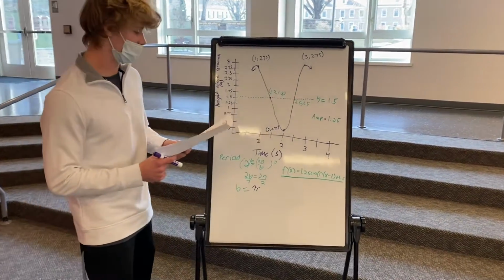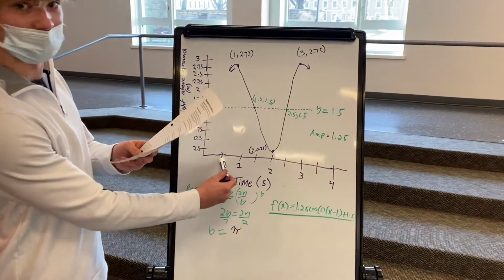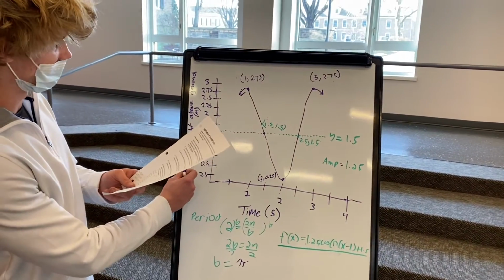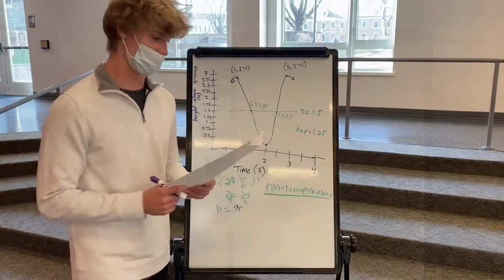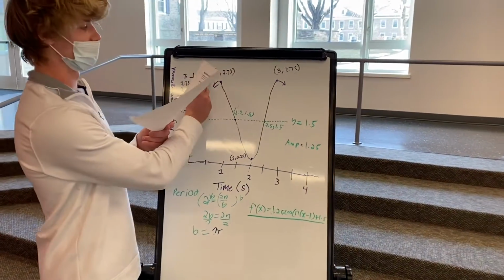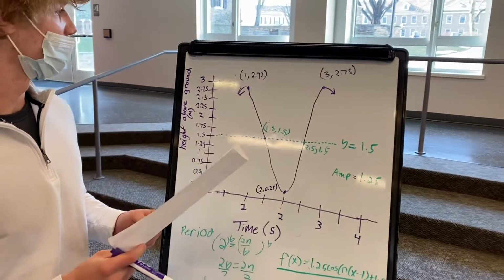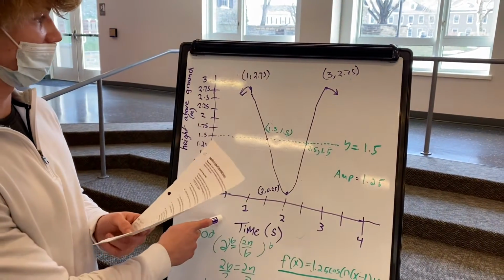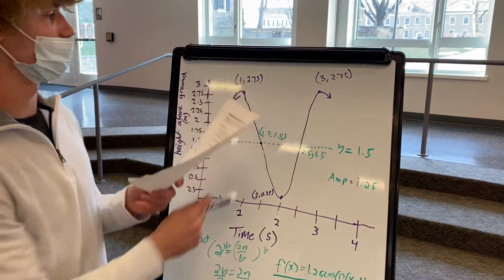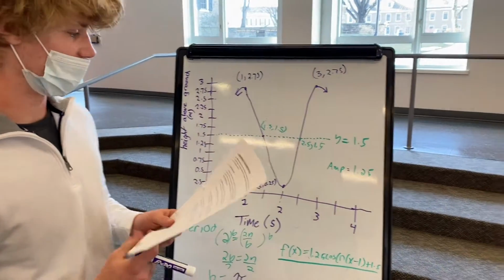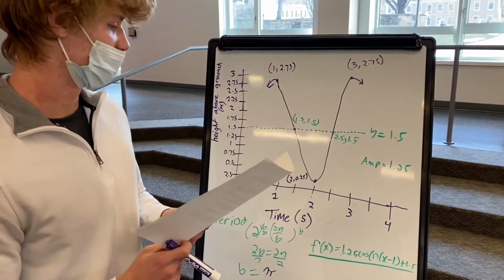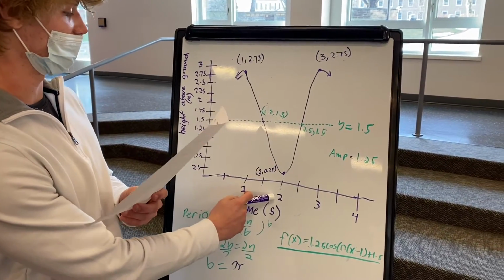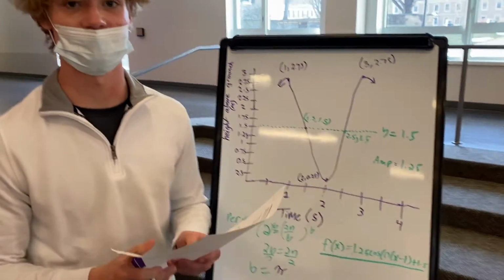So we started with our graph by labeling the x-axis time in seconds and the y-axis height above ground in meters, because that's ultimately what we're trying to find. We first plotted our first maximum from our problem: after 1 second has elapsed, the height above the ground is 2.75 meters. We next plotted our minimum, which the problem gave us as well: after 2 seconds has elapsed, the rope is at 0.25 meters above the ground.